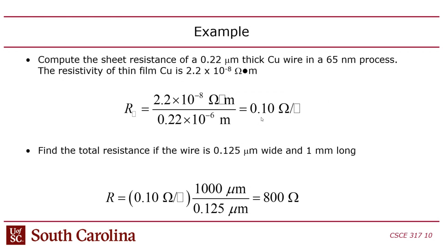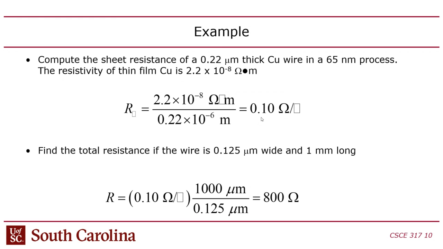You might say, wait a second, why is 65 nanometers relevant here? It's not. It's just designed to mislead you. So that would give you 0.1 ohms per square, and then find the total resistance of the wire.